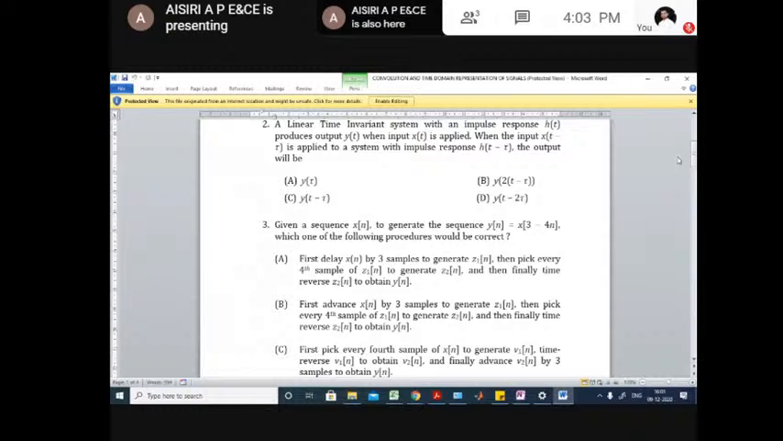According to the first option, first delay x of n by 3 samples to generate z1 of n, then pick every fourth sample of z1 of n to generate z2 of n, and then finally time reversal. So it is first delay, which means shifting, then pick every fourth sample, which is scaling, and then time reverse, which is reflection. So the sequence is correct. Let me check whether y of n will be x of 3 minus 4n.